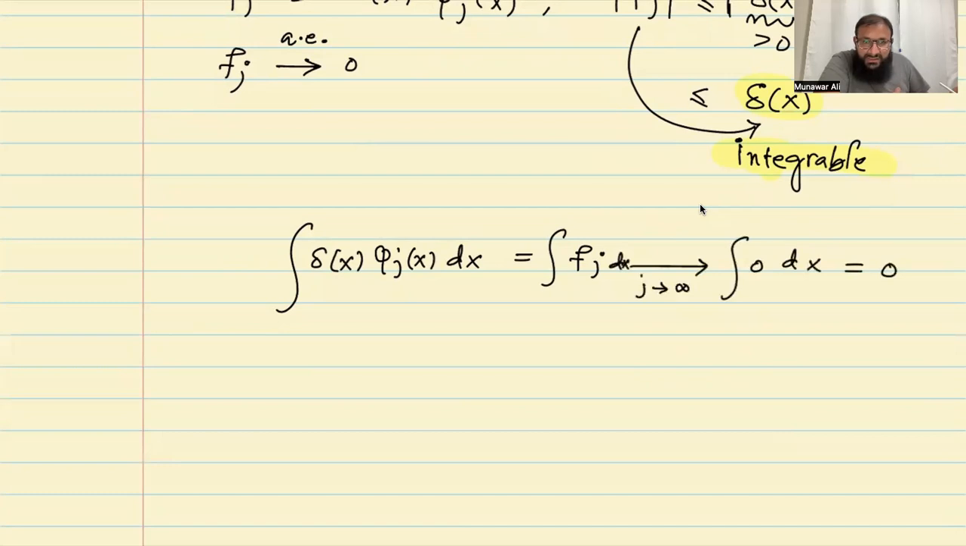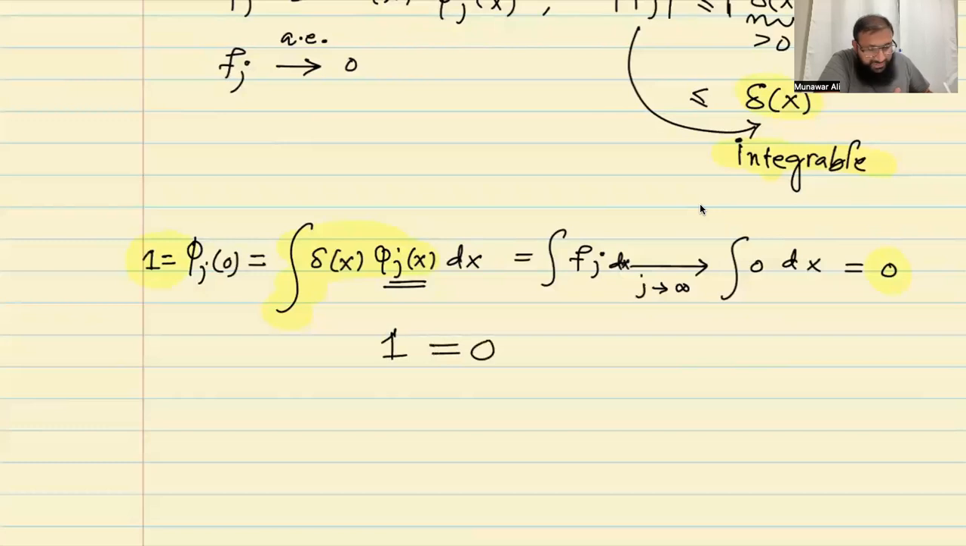is 0. But on the other hand, you know very well how we define this delta function. When you have this integral, it means you have to evaluate this function phi j at 0, but phi j at 0 is equal to 1. So you get that 1 is equal to 0, which is a contradiction. On one side you are getting 1 and on the other side you are getting 0.